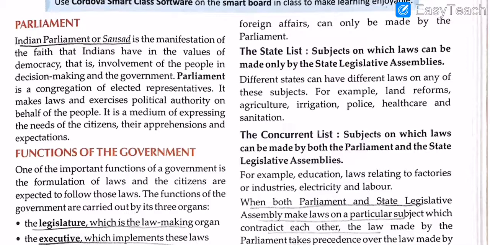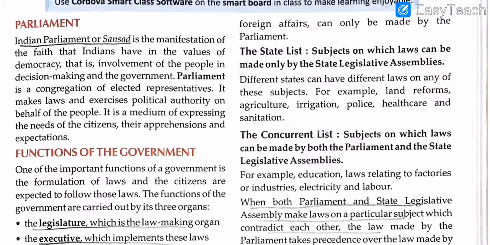Before that, the Indian Parliament is known as the Sansad, and what is the Parliament? It is a conjugation, which basically means a group of people. So, in easier words, Parliament is a group of elected members that makes laws and exercises political authority on behalf of the people, right?